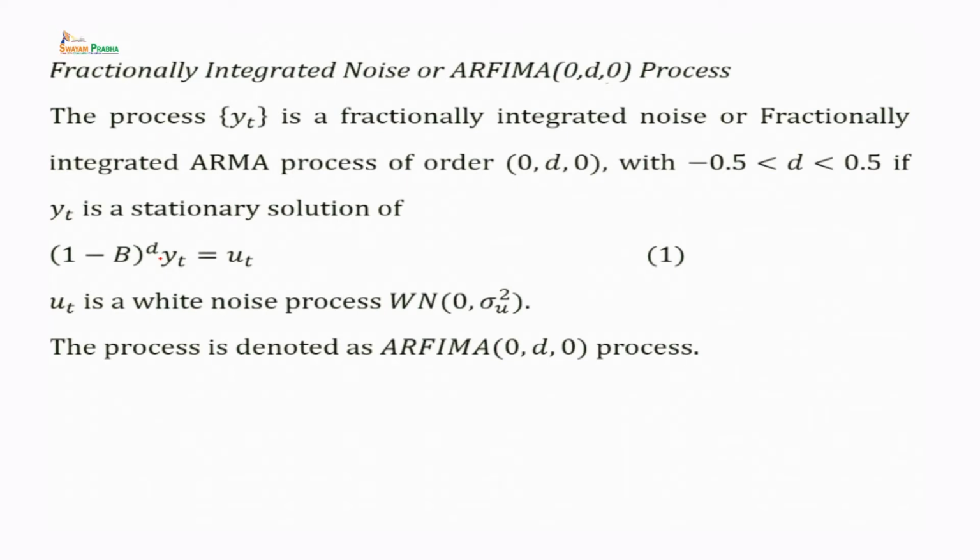And this d we take between minus 0.5 to plus 0.5, and for this range of d we will show that the process is stationary also. Here u_t is a white noise process, and this process is denoted by ARFIMA(0, d, 0) process.